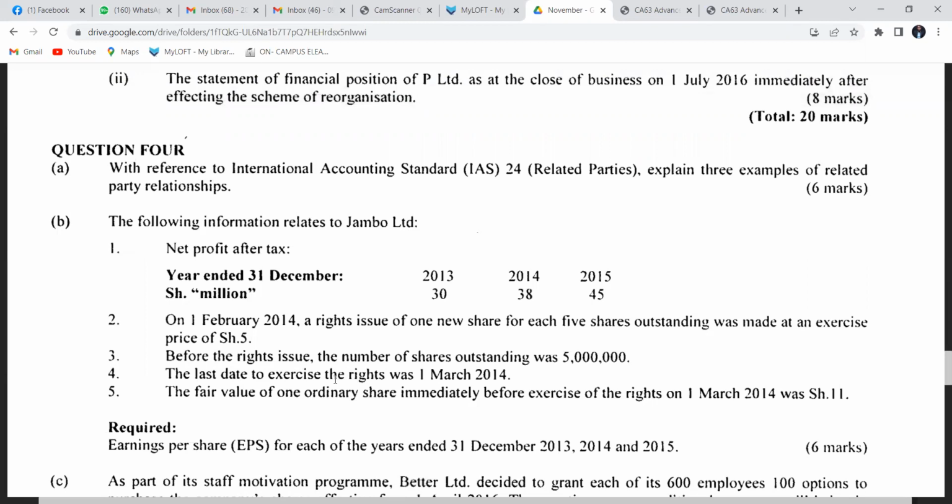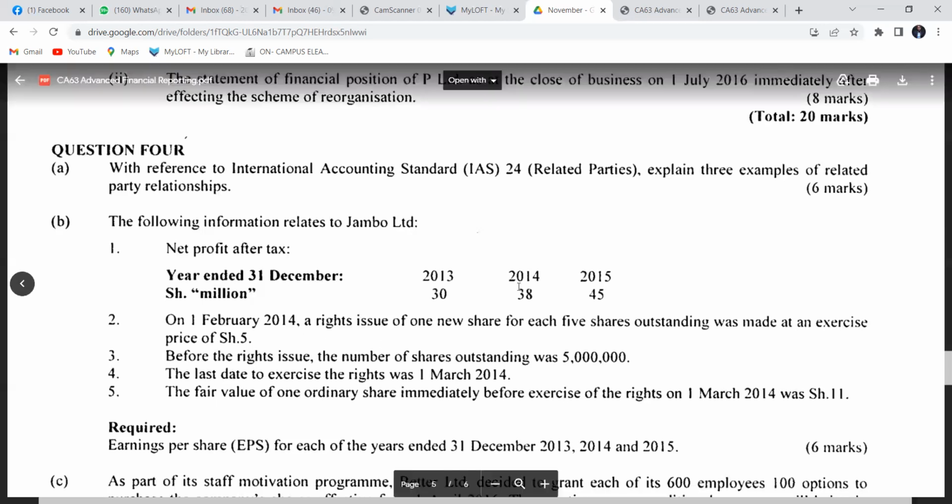So the main thing is that 2014 is where we have the rights issue. And we know that when there's a rights issue and you are weighing shares, for the weighted average number of ordinary shares, we use the formula. WANOS is equal to ordinary shares before the rights issue, multiplied by the fair value before the rights issue, divided by the theoretical ex-rights price, multiplied by the period before the rights issue. Then to that first computation, you add ordinary shares after the rights issue times the period after the rights issue. That one will be done in 2014.